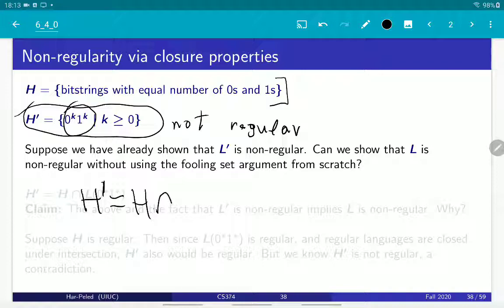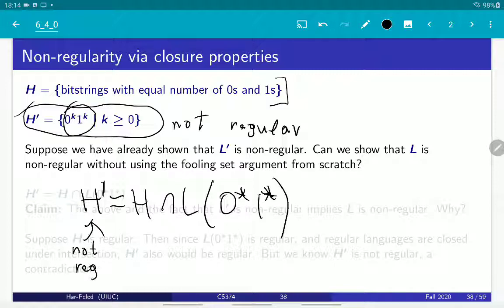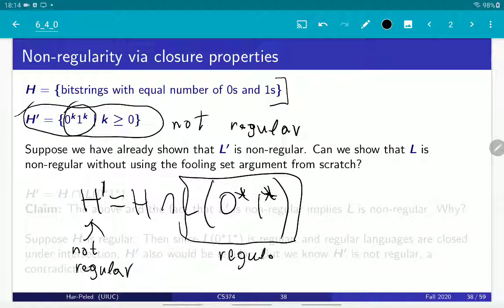So if we take H and we intersect it with the language 0 star 1 star, then we get H prime, right? Now, what do we know? We know that H prime is not regular. On the other hand, we know that 0 star 1 star is of course a regular language. Well, to begin with, I just gave you the regular expression, and also it's very easy to build a DFA for it.